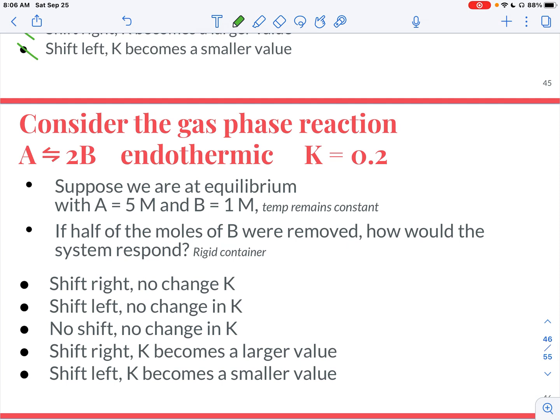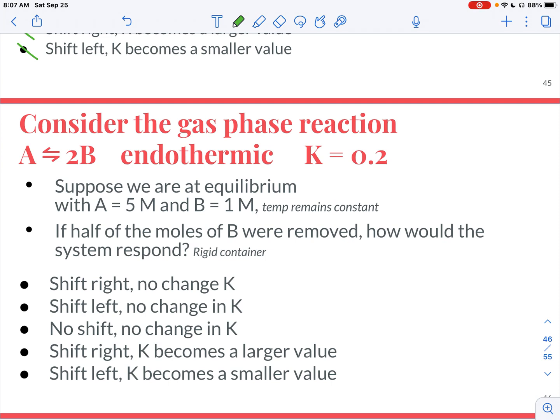So this is the same reaction. We're just going to use this one for a few of them. Suppose we're at equilibrium, 5 molar and 1 molar. If half the moles of B were removed, how would the system respond? This is probably a great one for you to try, okay? So you might want to pause here and just give it a shot, and then we'll go over the answer.